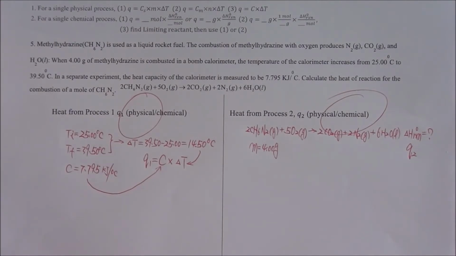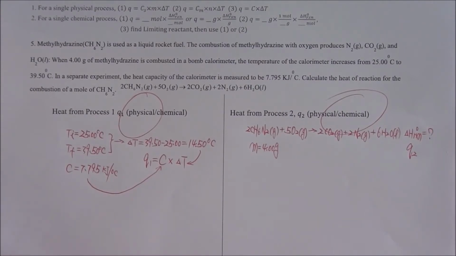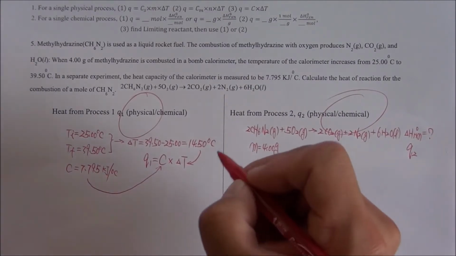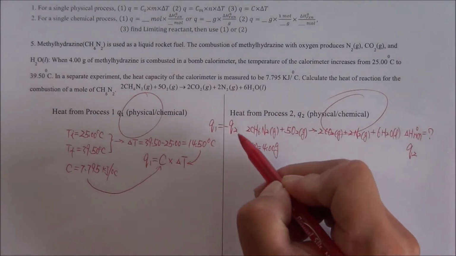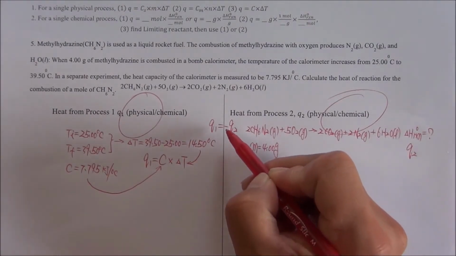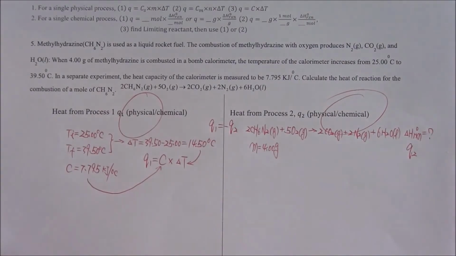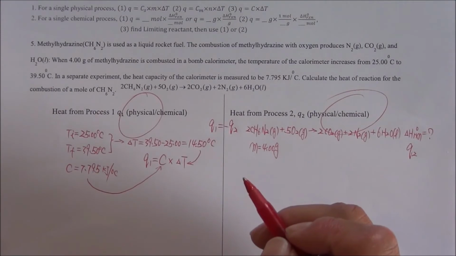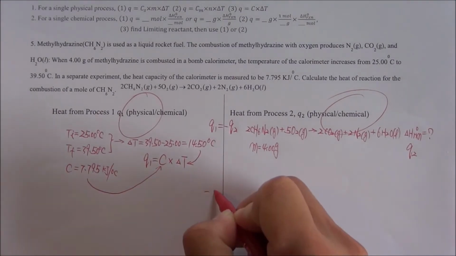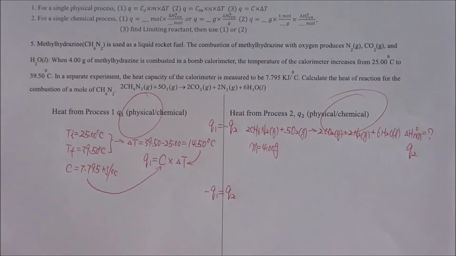There is another hidden piece of information for almost all calorimetry calculations, which is Q1 equals negative Q2. This means the heat released by one process must be equal to the heat absorbed by another process, because absorbed heat is positive and released heat is negative. That's why we add a negative sign before Q2. You can also write Q2 equals negative Q1, or negative Q1 equals Q2. These equations are the same.